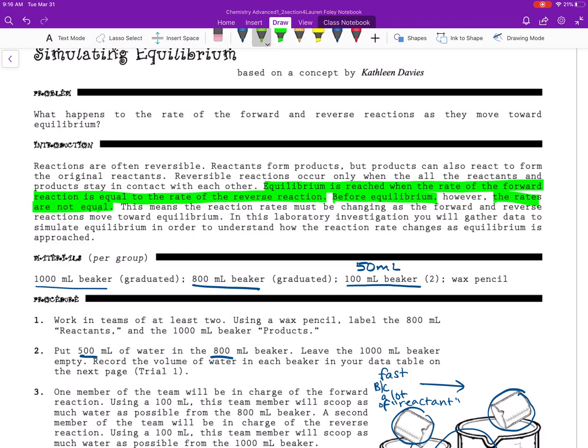I also want you to make note of what happens to the volumes. So when we looked at the concept of equilibrium, we know that the rates are equal. We're going to pretend the volumes are concentrations. Okay? So just keep that in mind as you go through this activity.